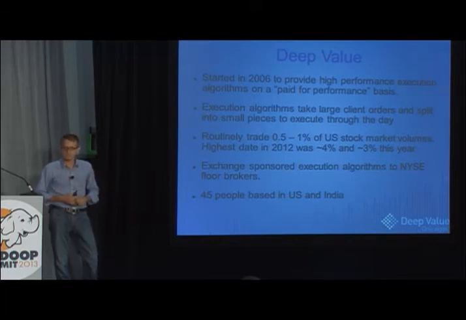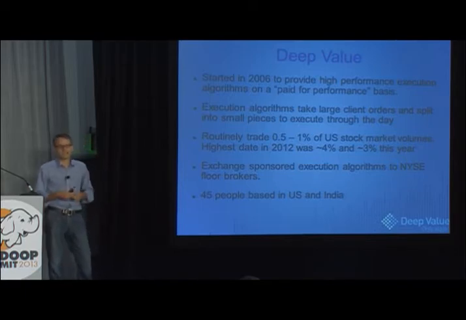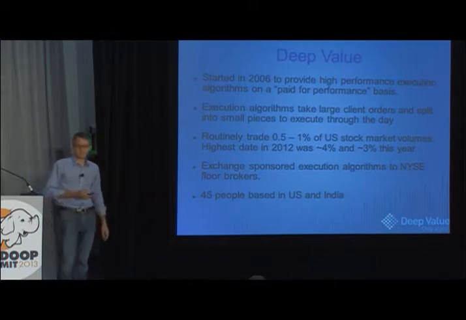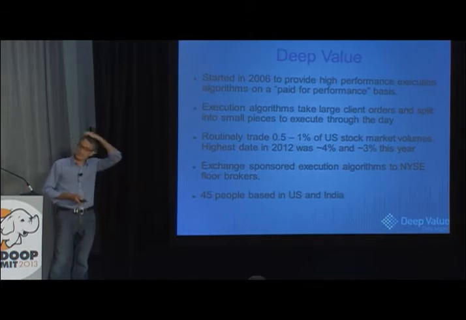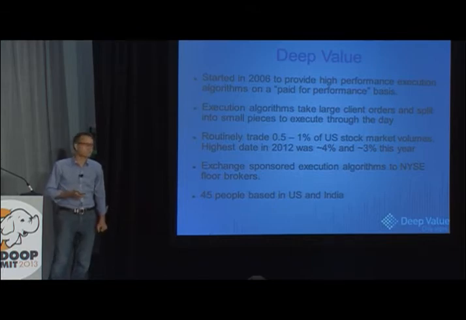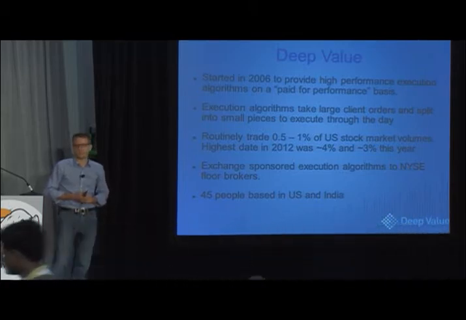and that's what we've been trying to build: execution algorithms. We routinely trade between 0.5% and 1% of the US stock market. On our highest day in 2012, we traded 4% of the US stock market. This is on a double counted basis because every trade has a buyer and a seller, so there's actually 200% orders, but it's still quite a reasonable number for what is not a very large company. Our main client is the New York Stock Exchange. We're an exchange-sponsored algorithmic provider, and we have 45 people. Primarily, our development and research is done out of Chennai and Bangalore in India. We have about 4 people stateside.